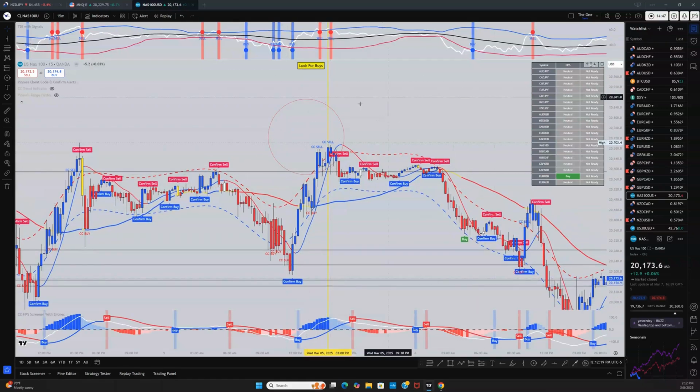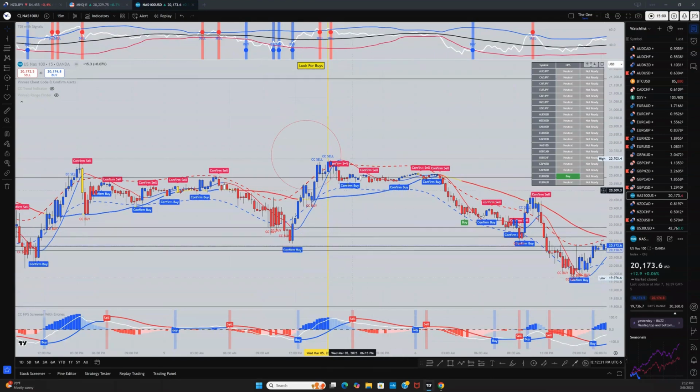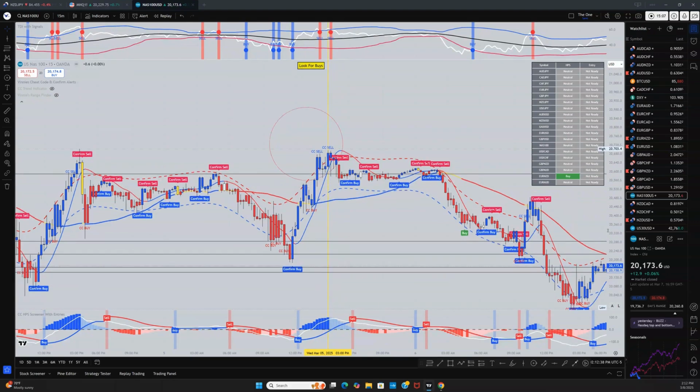Now, no matter what it says here on the lower time frame about what we should look for, we're going to disregard that because our bias is from the 1 hour time frame, which is telling us to look for sells. So this is the same area on the 1 hour time frame. We had a cheat code sell signal. It's the same thing that happened here on the 15-minute time frame.